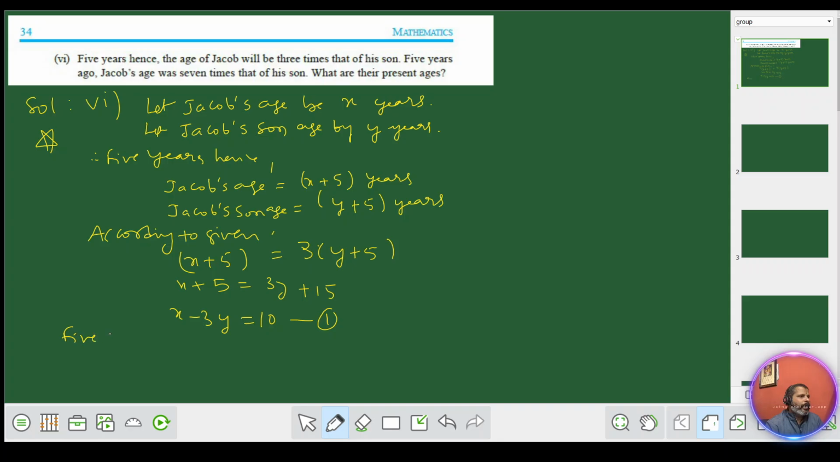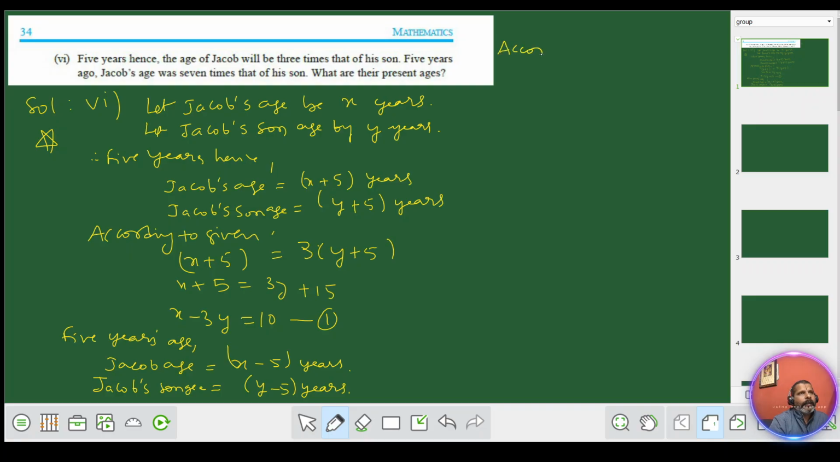5 years ago, let us get the expressions for their ages. Jacob's age, now the current age is x. 5 years ago, it will be x minus 5 years. Then Jacob's son's age is y minus 5 years.